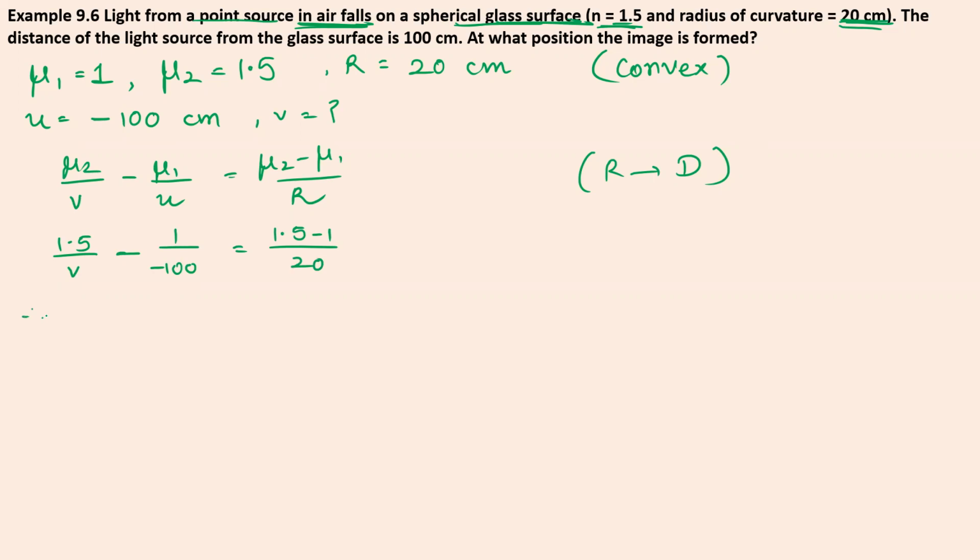So we need to find out v. Anyway, it is like 1.5 by v plus 1 by 100 is equal to 0.5 by 20, 0.5 by 20.